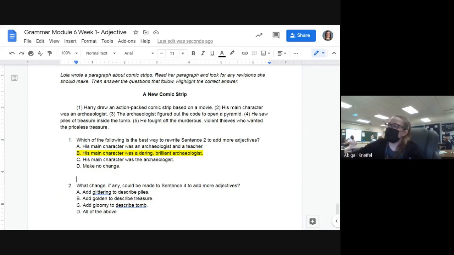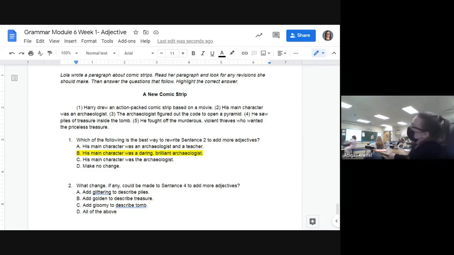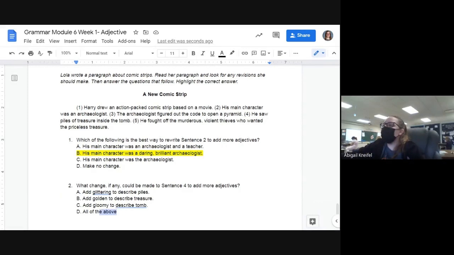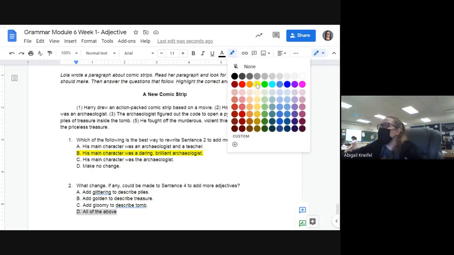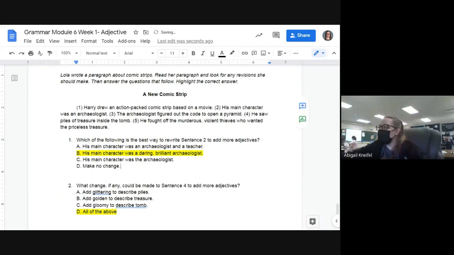Ava. I'm going to disagree with you. What should we add? Ella? I disagree. Polly? D. Every single one of those is an adjective, and every single one of them would make the sentence sound better. If we added all 3 of those, it would be he saw glittering piles of golden treasure inside the gloomy tomb. What a great sentence that sounds like.